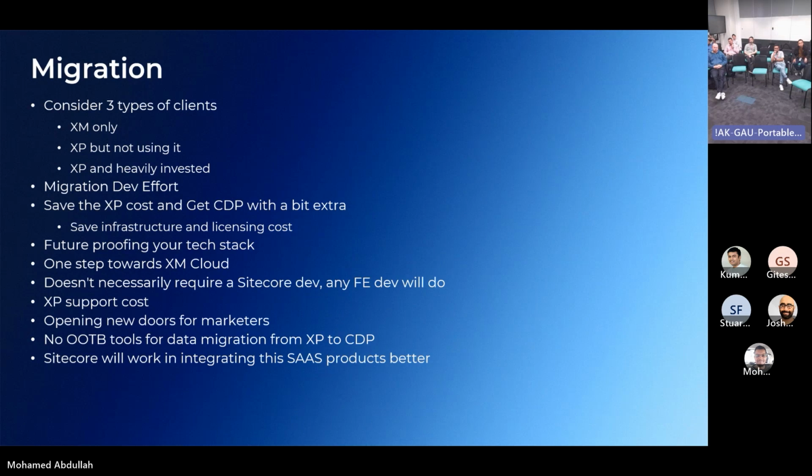Okay, so a little bit of points to take into consideration while we're doing the migration. We need to look at the client, where the client's position is at the minute. Are they XM only? Do they have XP or not? Are they actually using the XP or not really? So those are three kinds of clients. Once we identify where you are, then we can take the conversation forward.